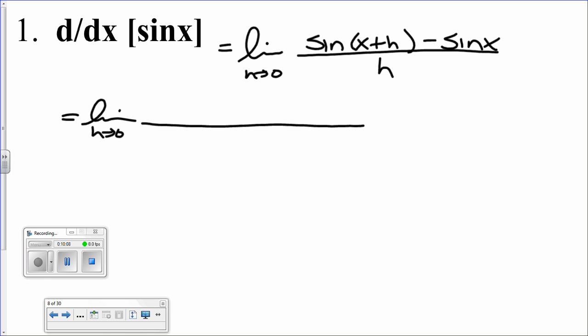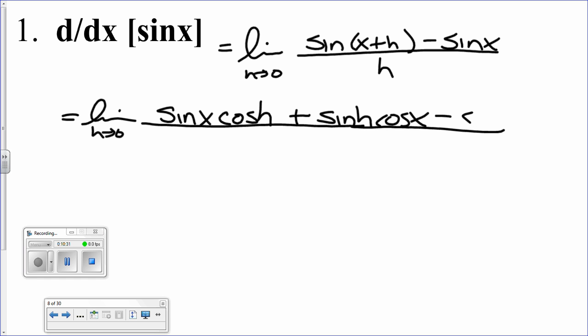So now, the sine of x plus h, how can we write that? Sine x cosine h, good, plus sine h cosine x, and we have the minus the sine x over h. See what we just did? We just applied the sine of a sum identity.